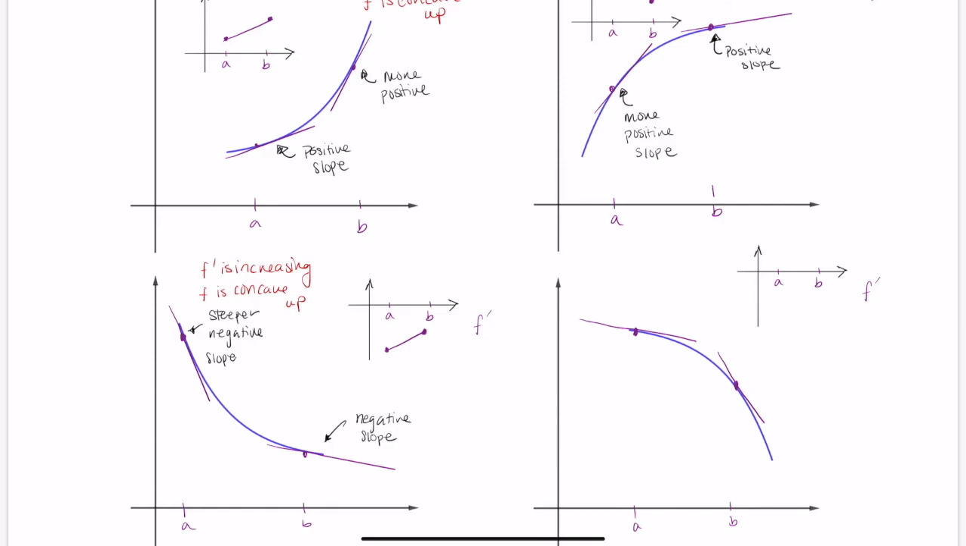So at A, we're a little closer to 0, and at B, we're further away from 0. And between A and B, f prime would look like that. So f prime is decreasing. Notice these are downhill steps. So f is concave down.